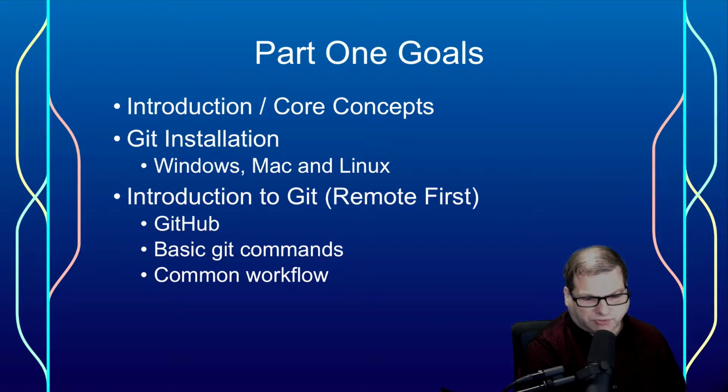Then we'll get into the main event, which is an introduction to Git using what I refer to as the remote first approach. That is, we'll start on GitHub, which we will use as our remote hosting service for our Git repositories. Then we'll make a local copy, which we call cloning, and then we'll walk through the basic workflow, introducing the basic Git commands. And then we'll send our changes back up, which all of this combined together is a very common workflow.